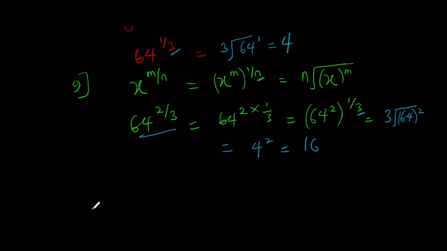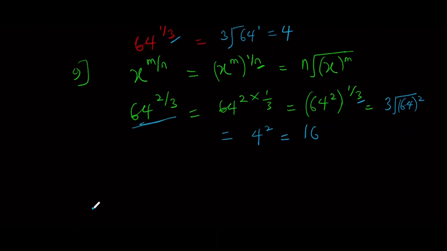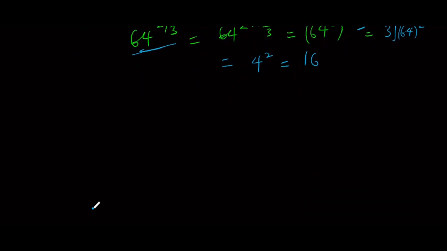Alternatively, we can solve this problem using another approach like this. We have 64 raised to power 2 over 3. I can write it, what is the indices of 64? That will give us 2 raised to power 6 as 64. Then we now have 2 over 3.